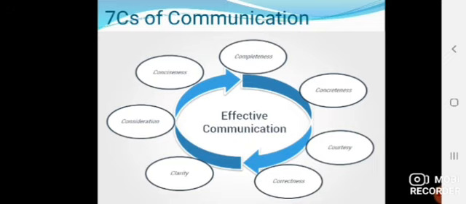So these are all the 7 C's: completeness, concreteness, courtesy, correctness, clarity, consideration and conciseness. And if we frame our message by applying these 7 C's, or keeping these 7 C's in our mind, if we reframe our message, definitely this message will be more comprehensible in the mind of the listeners. So this is what the 7 C's of communication means.